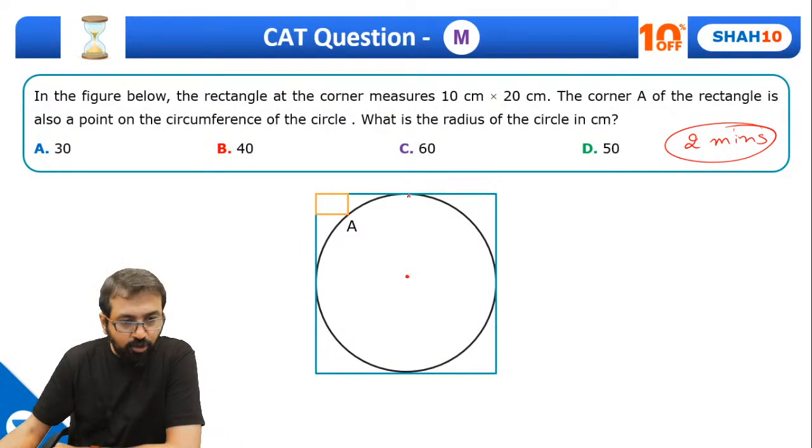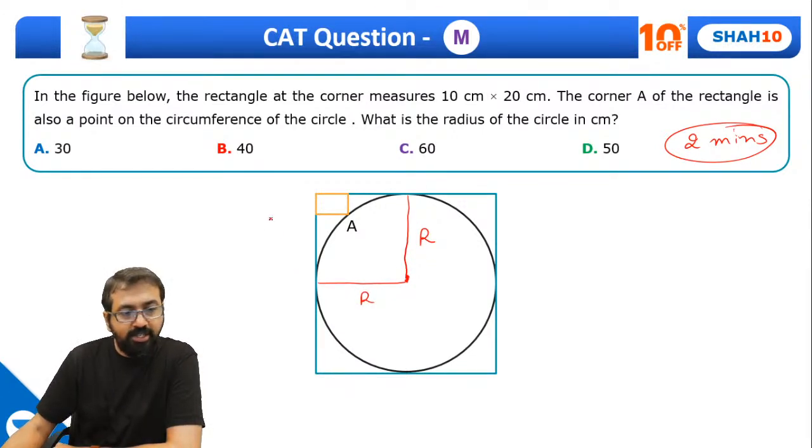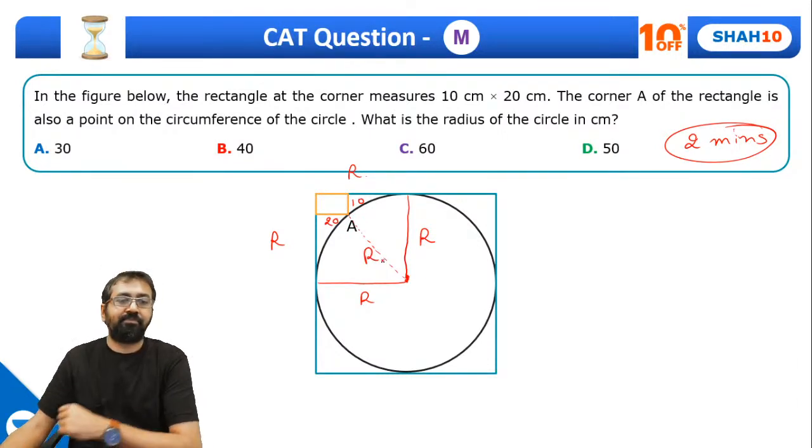In case you are not able to figure it out, let me simplify things for you. Connect this point with the center. Remember it's a square. So this is the radius, this is also radius, this is also r, and so on. And you are given this measurement as 10 and 20. If you connect it like this, this will also be r.